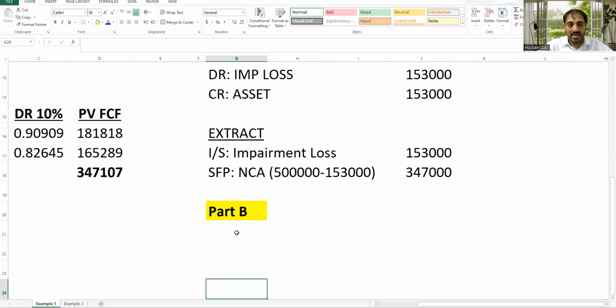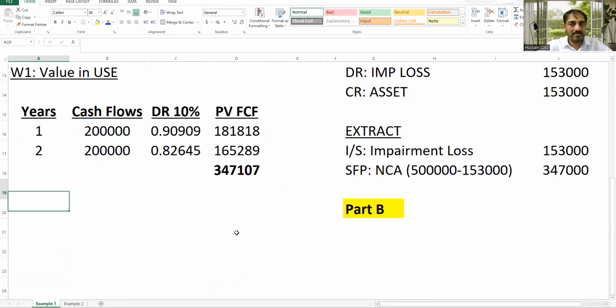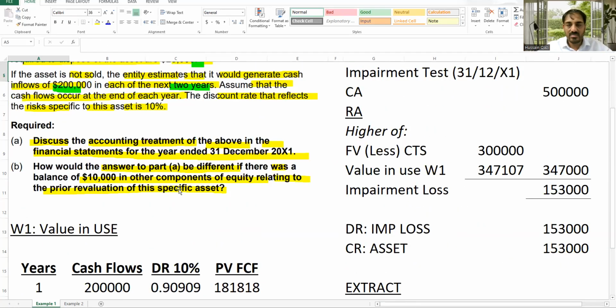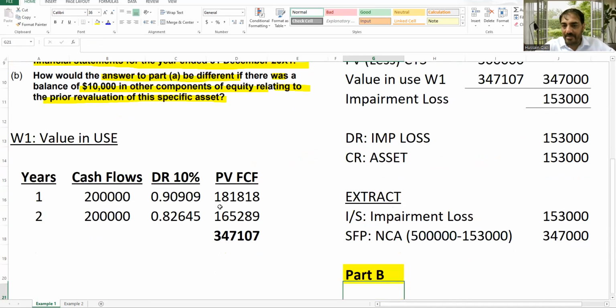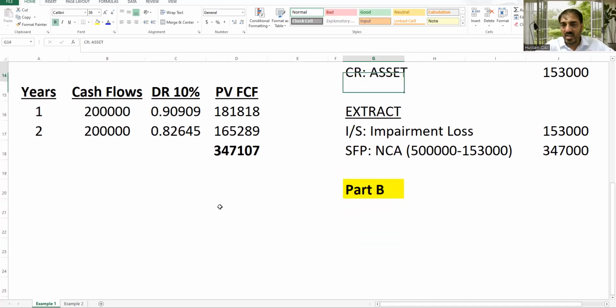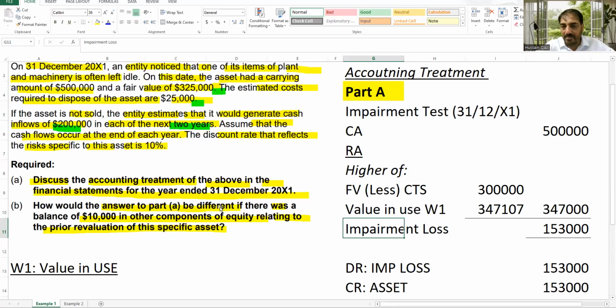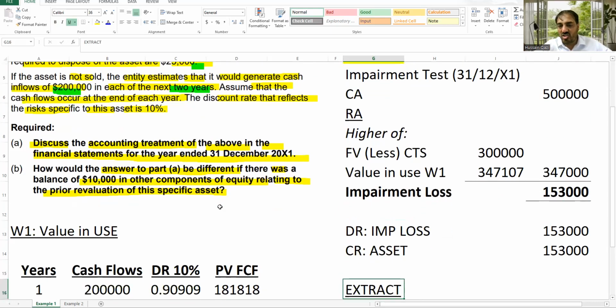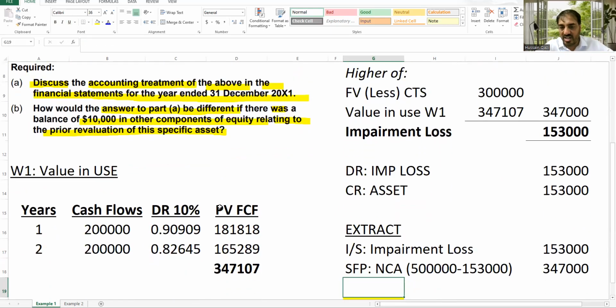Okay, this is what about the part A. What about the part B? It's very basic. How would the answer to part A be different if there was a balance of 10,000 in OCE relating to prior revaluation of a specific asset? So what will happen here with the part B? With the part A, whatever the impairment loss here, 153,000, we charge 100% to the income statement.